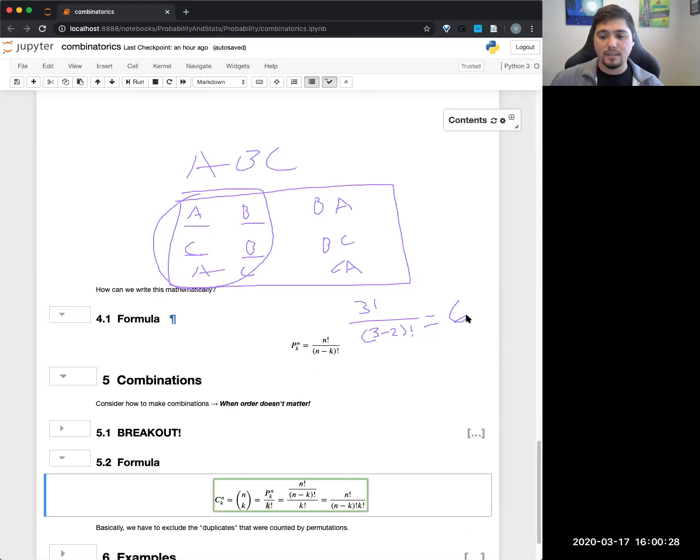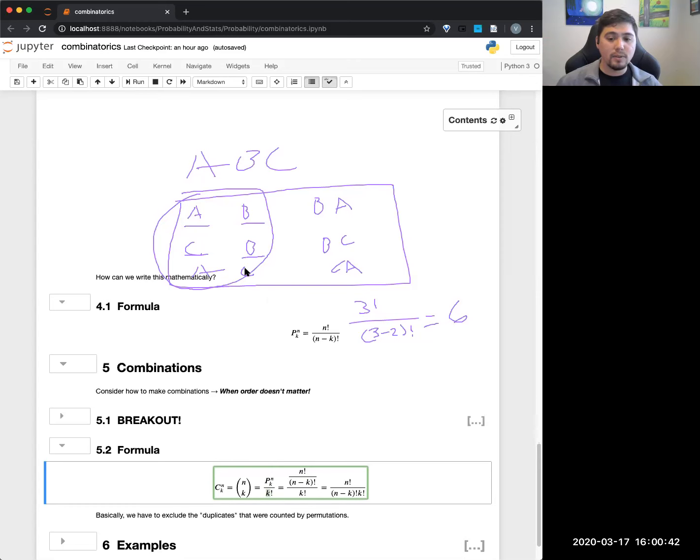So you can see here, this would be 6, right? Divided by k factorial. Well, k was 2, so we can see 2 times 1. Well, that means 6 divided by 2, or 3. So you can see the total of combinations is 3. So that's really the difference between permutations and combinations. The important part is really understanding when you should use permutations versus combinations. That makes sense? Okay, cool.